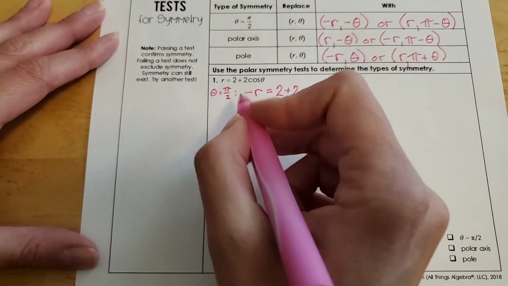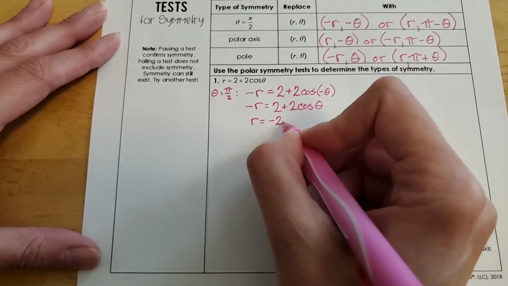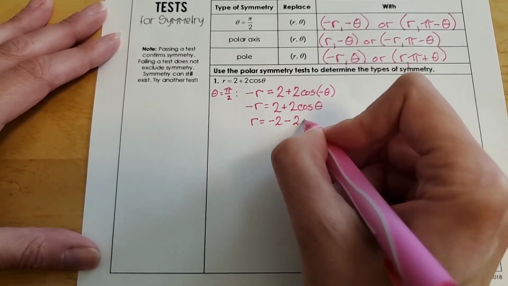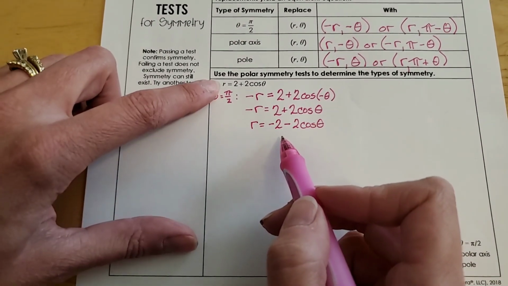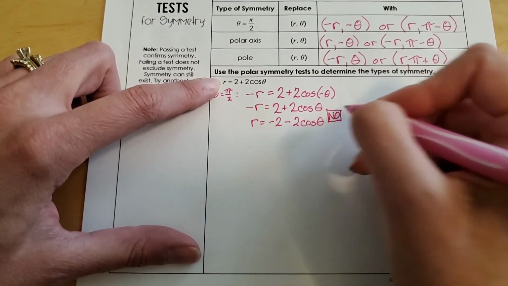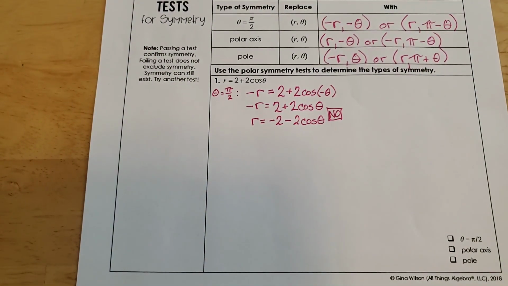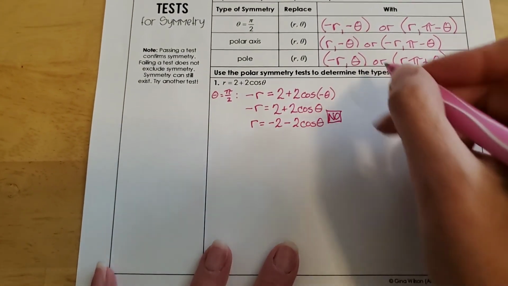Now I want to solve for r. So I'm going to divide everything by negative 1, and I end up with r equals negative 2 minus 2 cosine theta. Solving for r again. Do I get the same equation? No. This is a big no. So it did not pass. But I do still need to check this point to see if it passes.